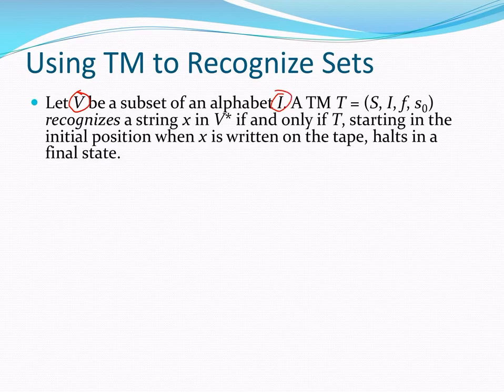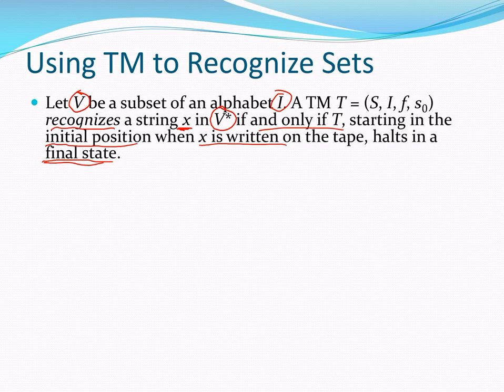And here we consider X, in this case, to be a string. Earlier we had considered X to be a symbol, but this is a string of symbols in V star, and recall that V star is the Kleene closure of the set V. It's all possible strings using the symbols in V. And then we say that T recognizes a string in V star if and only if T, starting in the initial position with X on the tape, halts in a final state.